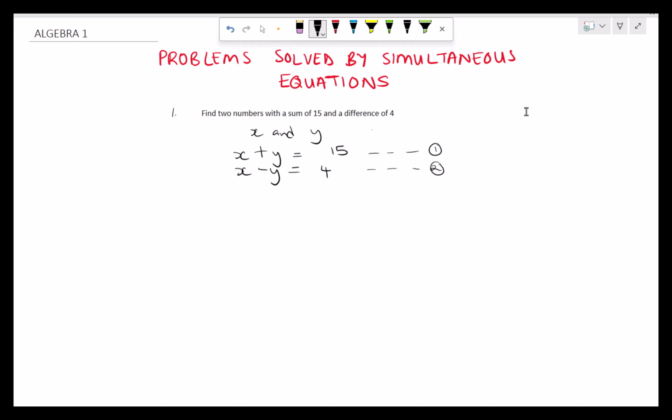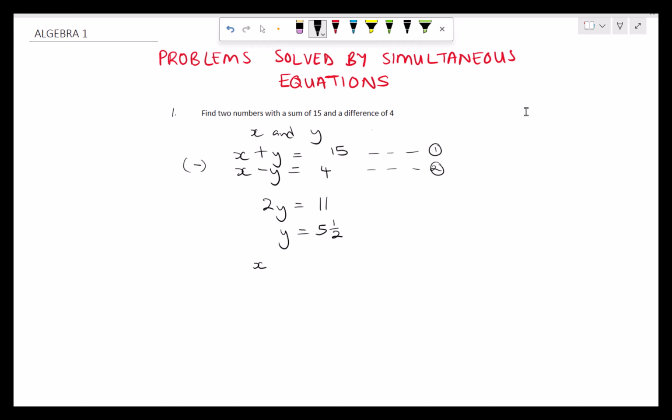So what I'm going to do, I'm going to use the elimination method and I'm going to eliminate x. I'm going to subtract everything here. So that leaves us with x minus x, that is 0. y minus y, that is 2y, is equal to 15 minus 4, that is 11. So you divide both sides by 2 and we get 5.5. Right, we substitute back into equation number 1.